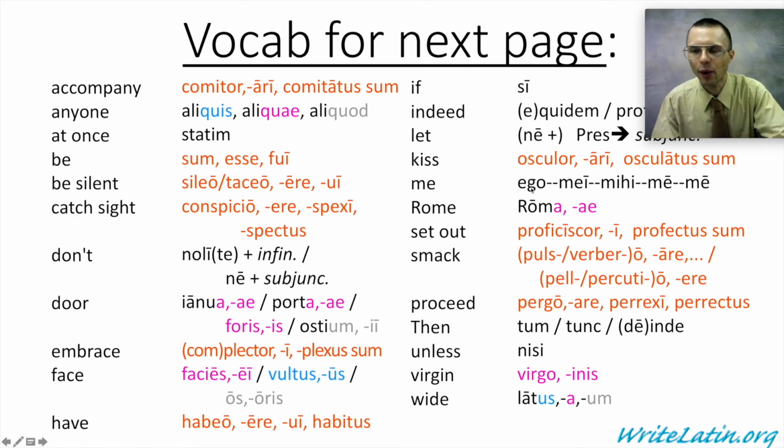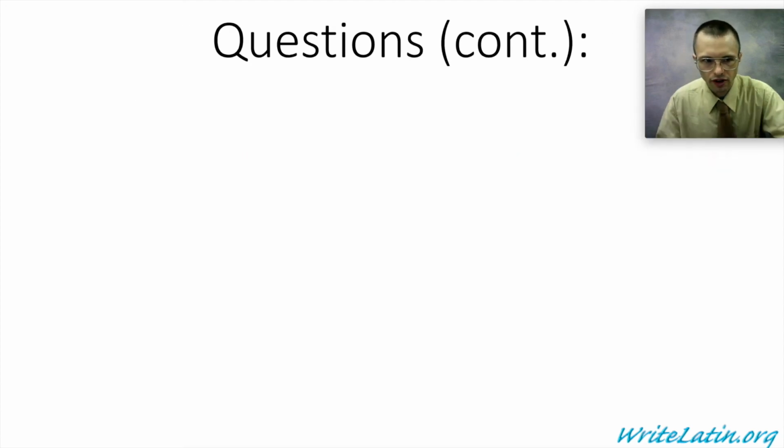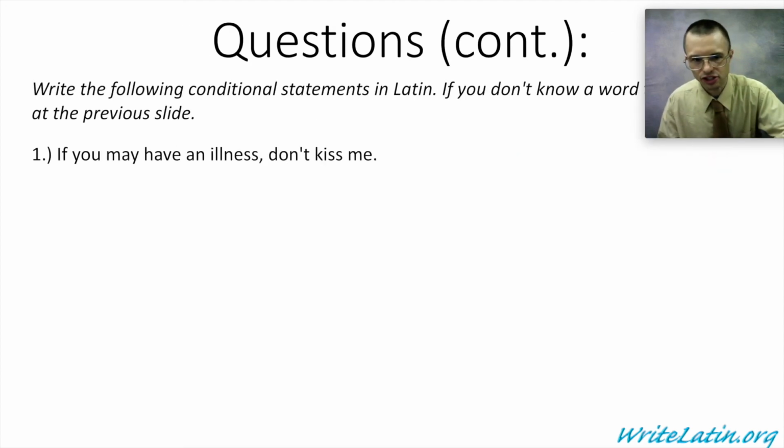Okay, so now we're going to get into actually writing subjunctives. And if you forget a word, they're all right here on this slide, so feel free to always come back to this if you forget a word. Okay, so write these conditional statements in Latin. If you may have an illness, don't kiss me. As you do this, pay attention to what tense every verb is and write it as that tense. So may have is going to be present, future-looking, forward-looking subjunctive. Don't kiss me is a command form, so write it as a command form.